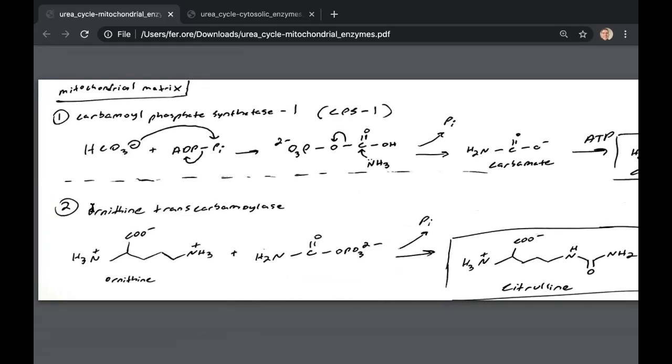So step 2 is mediated by ornithine transcarbamoylase. So carbamoyl phosphate is going to react with ornithine. Ornithine is actually one of these non-canonical amino acids in that it has all the structural resemblance of a typical amino acid, an amine group, a carboxyl group, and a variable R group, but it's none of the 20 proteinogenic amino acids. So this enzyme catalyzes the conjugation of these 2 molecules.